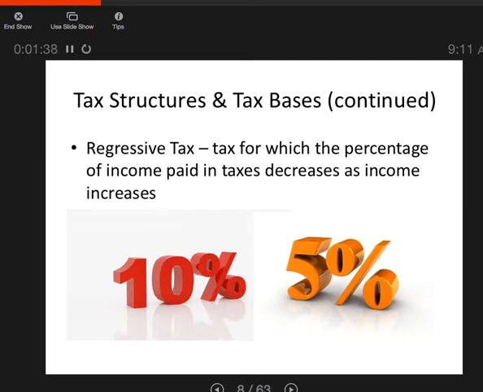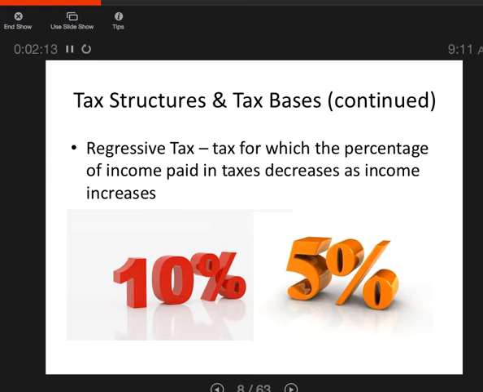The next one is regressive. In this one, the percent of income paid in taxes decreases as income increases. So this is what we mean by this, okay? Let's say you have $10, and then we have another individual that has $20. If there is a tax on these individuals, let's say the tax is going to be $10. Let's say gasoline. Let's use that. Let's say gasoline is going to have a tax of $10 on it.